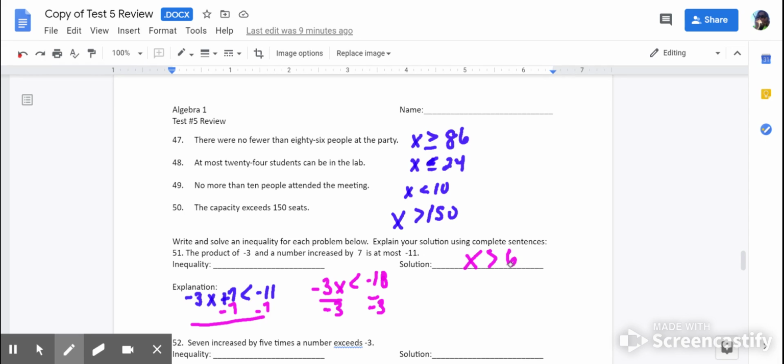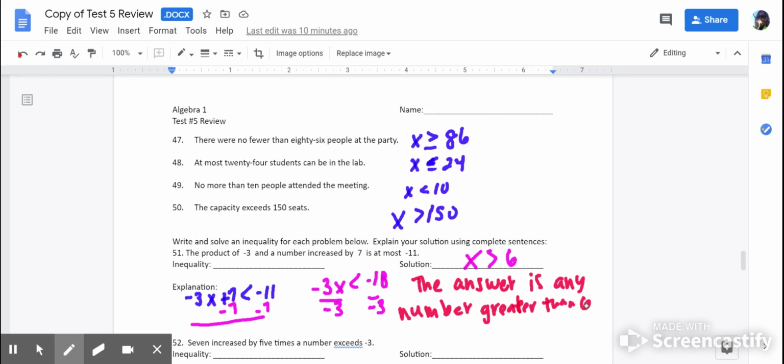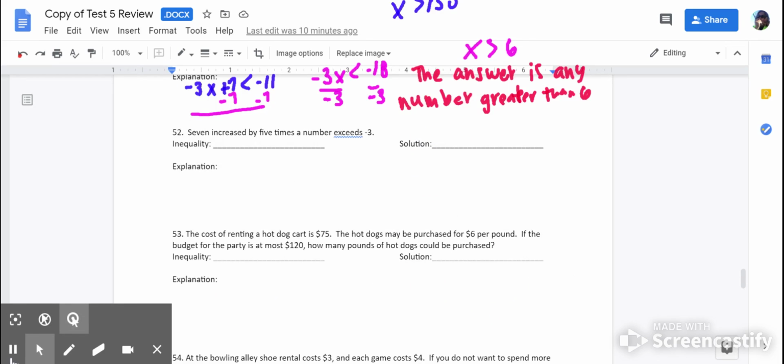If I were going to write this in context, I would say that the answer is any number greater than 6.